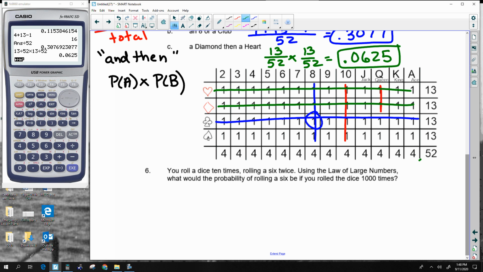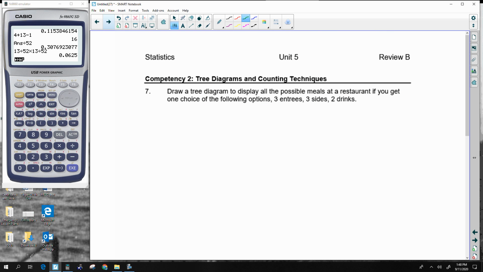Roll a law of large numbers. What are we talking about? A die? There you go. Don't overthink.